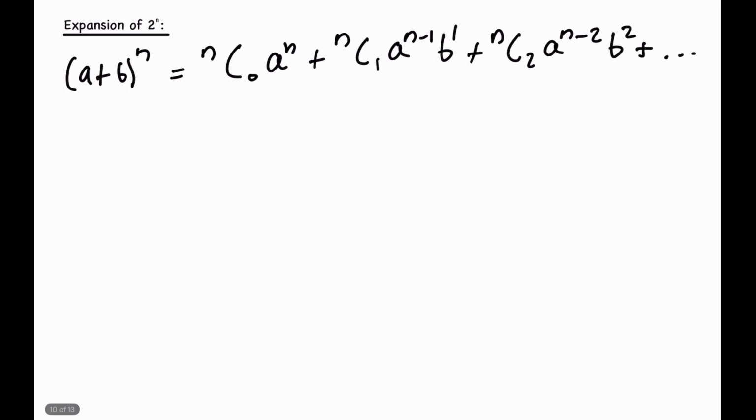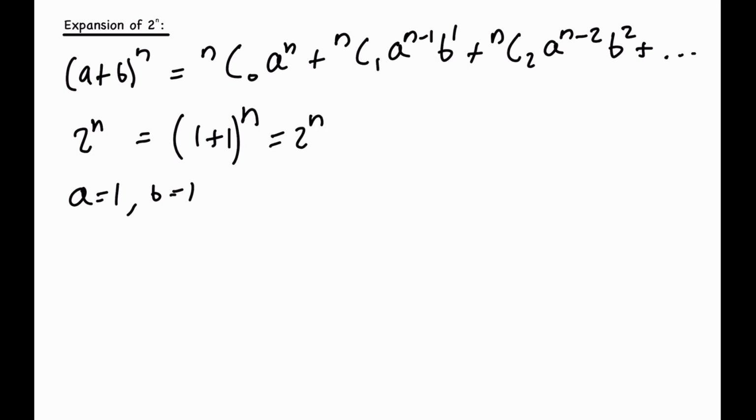So to find 2^n as an expansion, if we make a equal to 1 and b equal to 1, we get (1 + 1)^n is equal to 2^n, which we can expand as well. That is n choose 0 times 1^n and 1^0, and these two become 1, so we can just cancel them out.